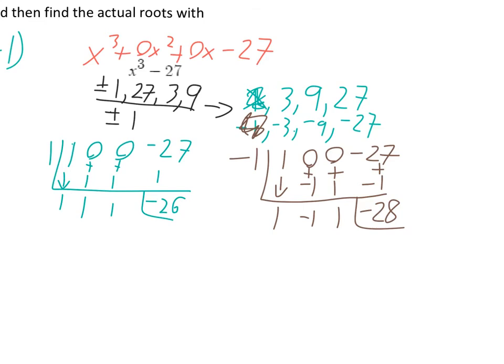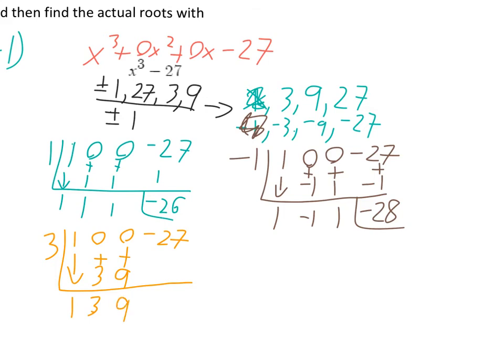Let's check the 3 then. Let's go with positive 3. 1, 0, 0, minus 27. Well, the 1 comes down. 1 times 3 is 3, plus 0 is 3. 3 times 3 is 9, plus 0 is 9. 3 times 9 is 27, plus negative 27, 0. So 3 is actually a root.